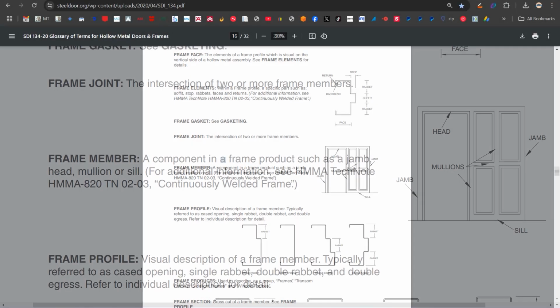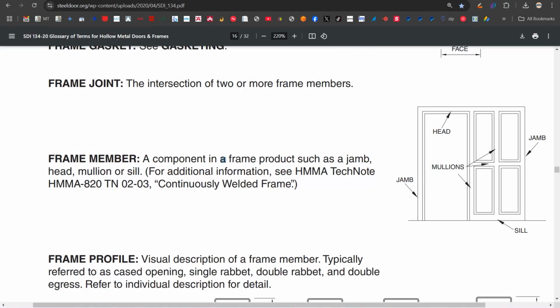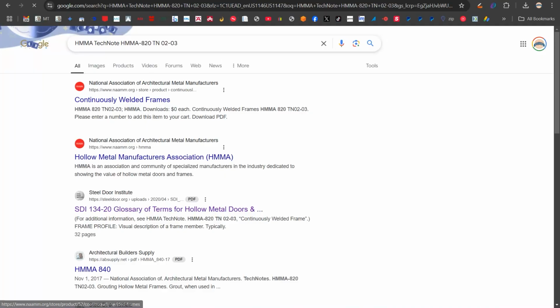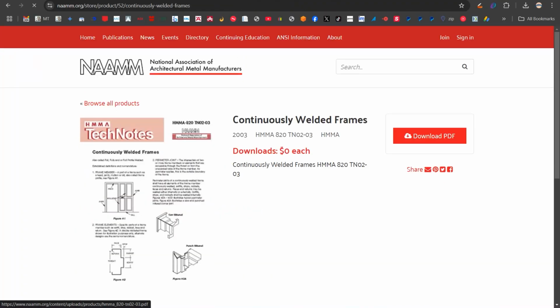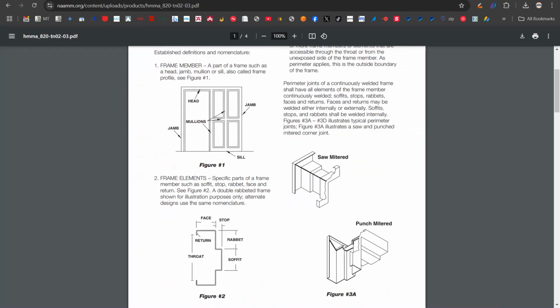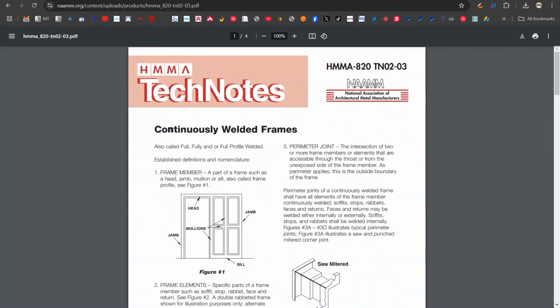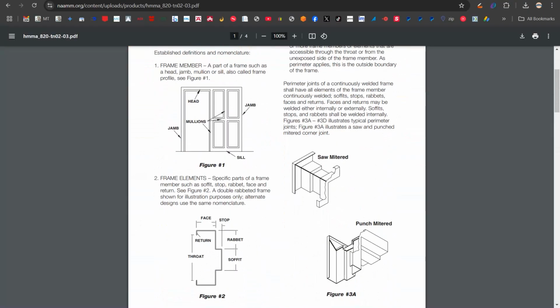Okay, frame member. A component in a frame product, such as a jamb, head, mullion, or sill, period. For more information, see HAMA Tech Note, HAMA 820 TN 0203. Let's just copy that and let's see what we can actually glean from that. I've seen this document many times, and really what this is probably just going to talk about is continuously welded frames, which is what the reference document is.